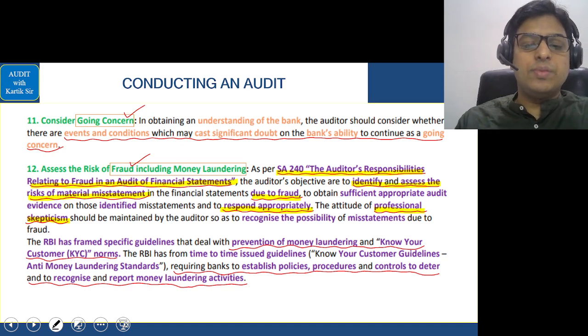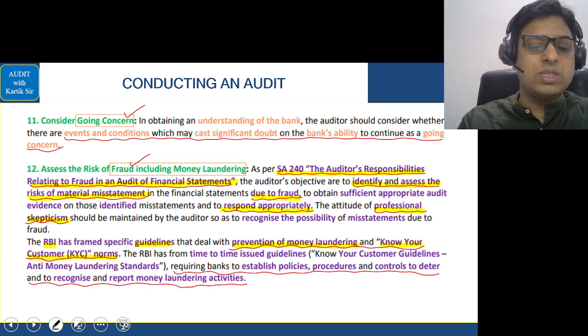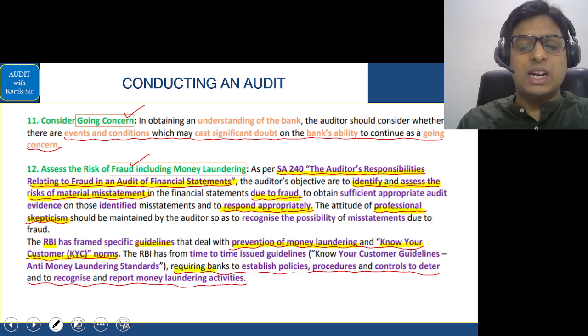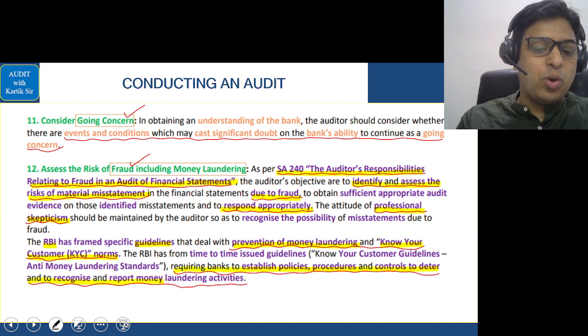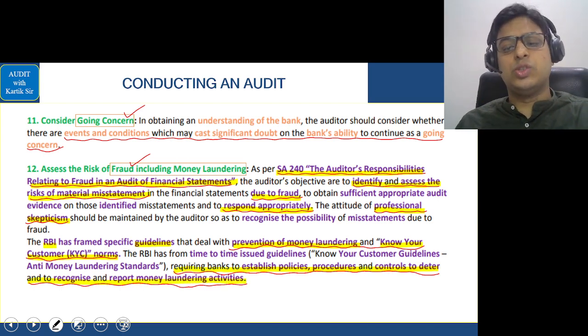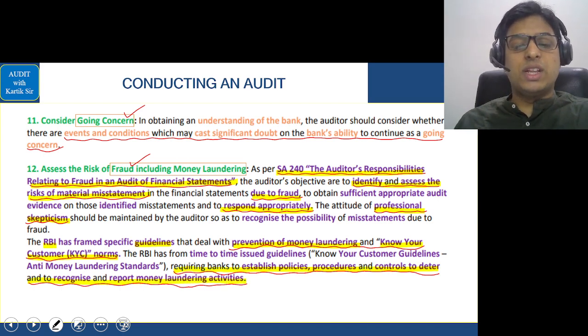Next, the auditor should ensure that the RBI guidelines in relation to prevention of money laundering and know your customer, KYC norms, have been followed or not. What does the RBI guideline say? It requires banks to establish policy, procedures, and controls to deter, meaning to stop, and to recognize and report money laundering activities. Any issue in relation to money laundering activities, whether that is being reported properly or not. That is what the auditor is checking. Simple, whether the bank is following that or not.